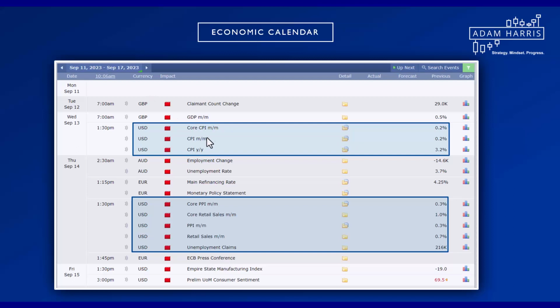Now out of the US, we've got core CPI data. So that's going to add a bit of swing and moves on Wednesday. Then we've also got on Thursday retail sales numbers, and again, unemployment claims. So really, those are going to be the things that I think are going to add volatility. And let's have a look at the charts to see which direction they're most likely to result in over the coming days.